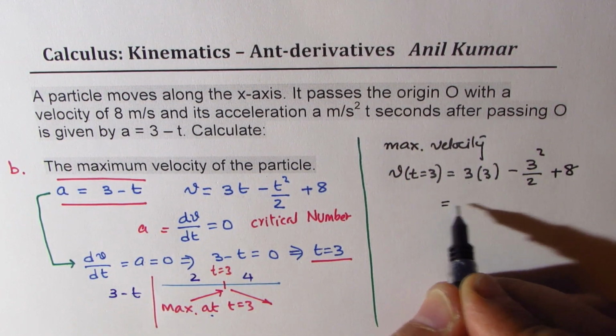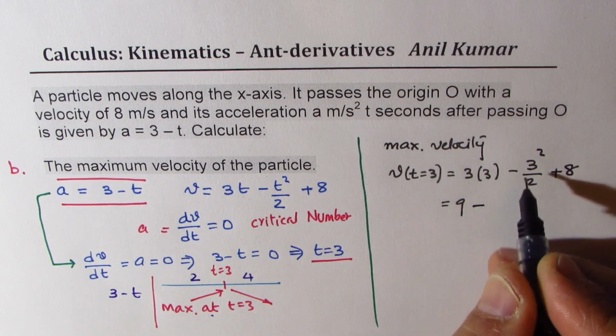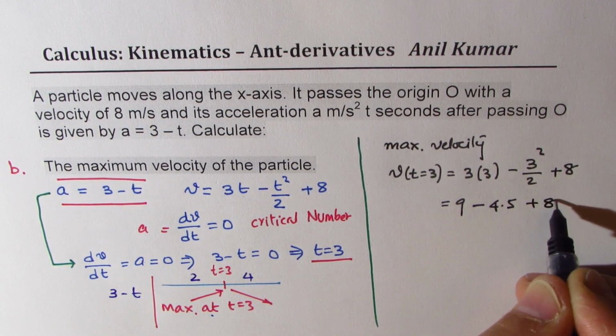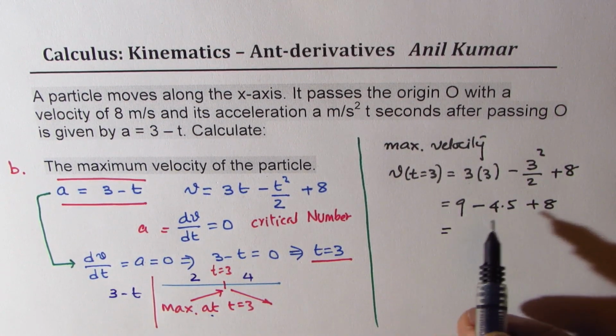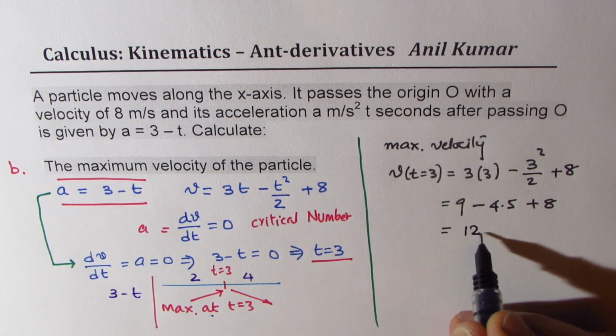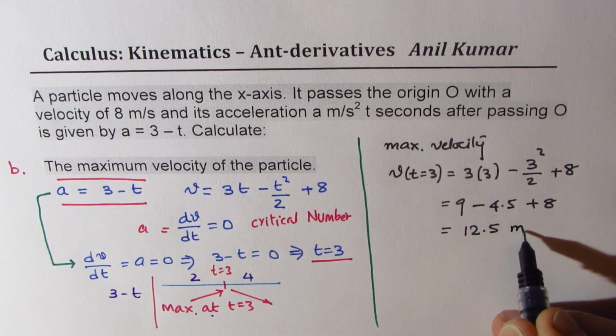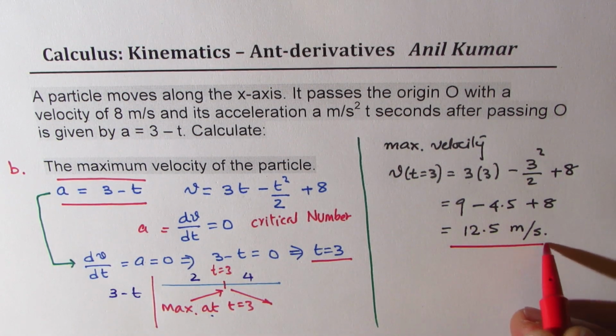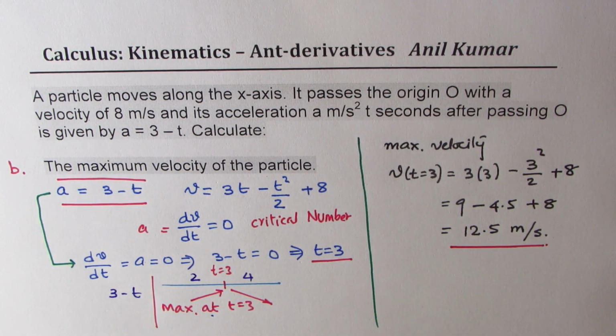Correct? So that gives you 9 minus 4.5, let's take decimals, plus 8. So 9 plus 8 is 17, and this will give you 12.5, units being meters per second, right? So that becomes the maximum velocity for this particular particle. I hope this part is absolutely clear.